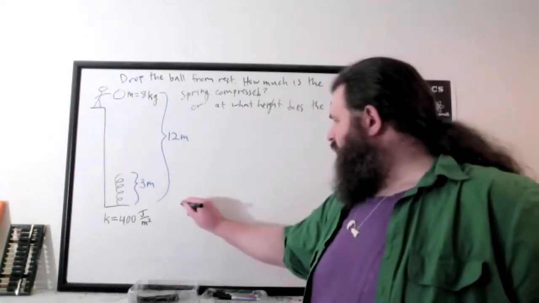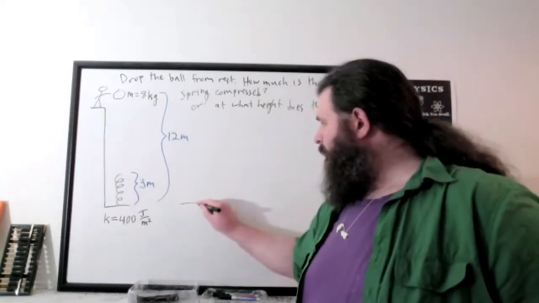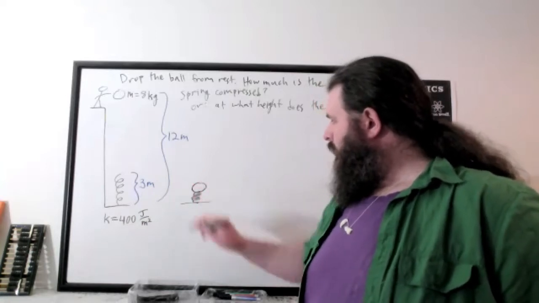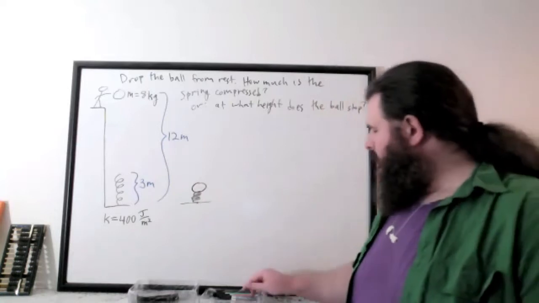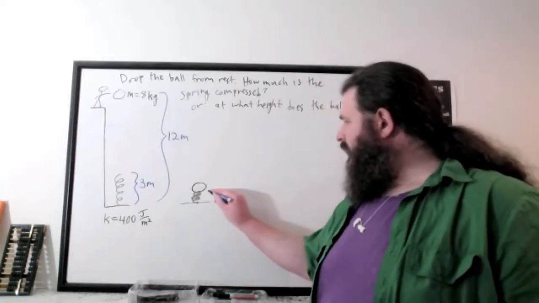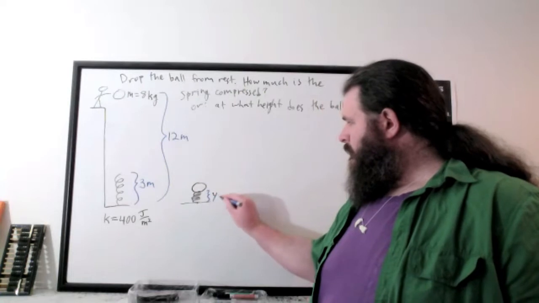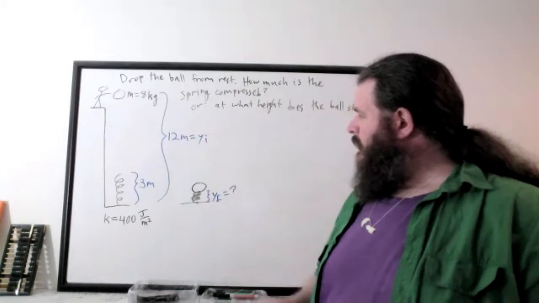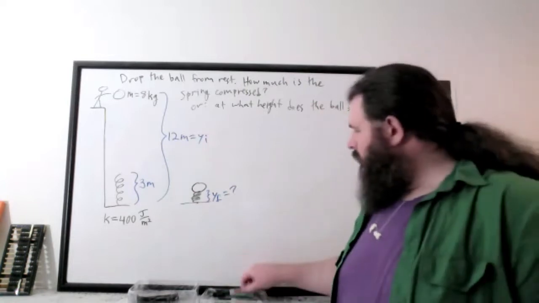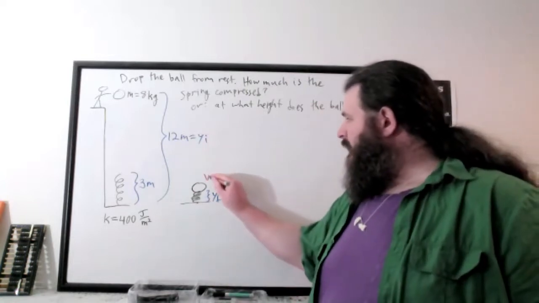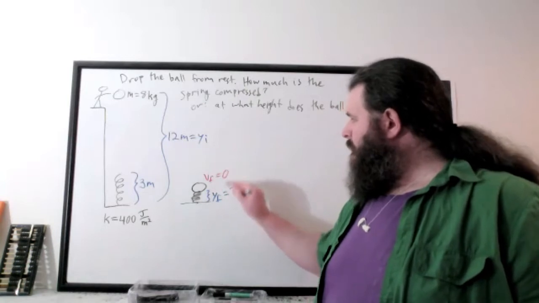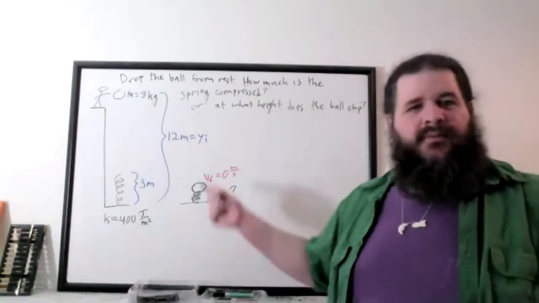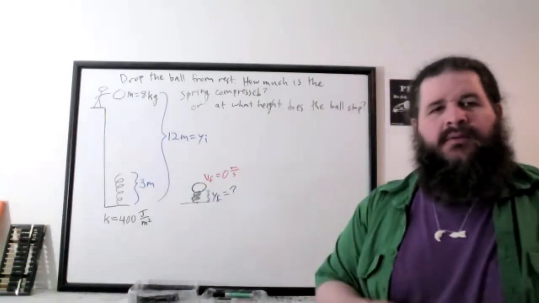So the final situation, if we sketched out just the spring and the ball, presumably the spring is somewhat compressed and the ball has come to a stop. So the final height is unknown. I guess we could call 12 meters y initial. Final height is unknown. Final speed is presumably 0. It has come to a complete stop. And the final compression of the spring is also unknown, because we're going to want to care about how much the spring is compressed.